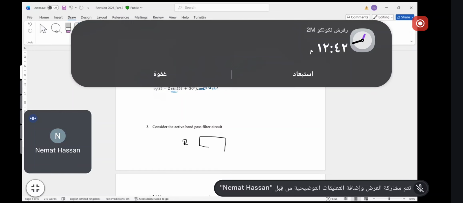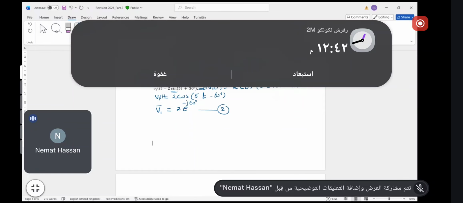V1 of t is equal to 20 cosine 5t plus 30 degrees minus 90 degrees, right? Which is equal to 2 cosine 5t minus 60 degrees. So this is V1 of t, which means that the phasor of V1 is equal to 2 e power j minus 60, which is 2.